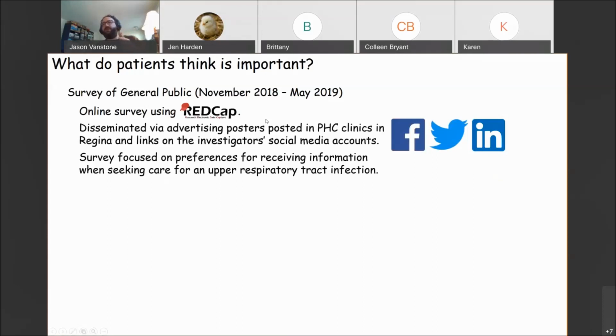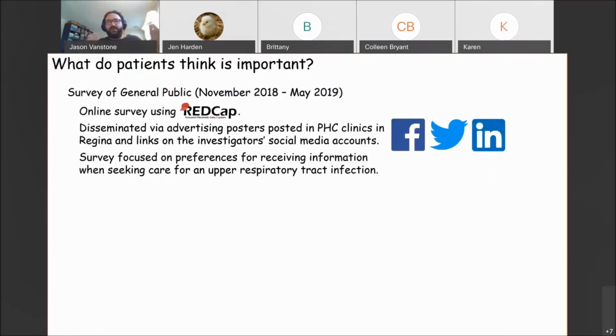We disseminated the survey through both advertising posters, which were sent out to primary healthcare clinics in Regina, and then myself and the other investigators shared the links through our social media accounts, so Facebook, Twitter, LinkedIn, just to try and get the word out there because we were interested in really anyone in Canada who had an opinion on the subject as a patient. And so the survey itself focused on preferences for receiving information when seeking care for an upper respiratory tract infection.